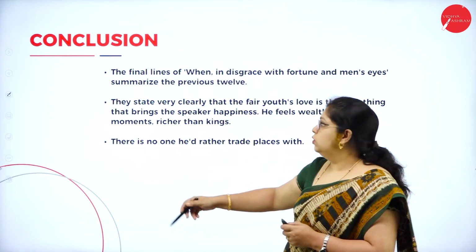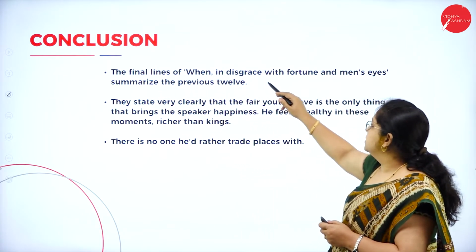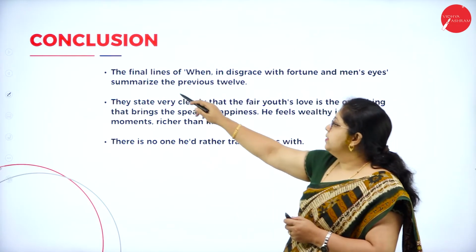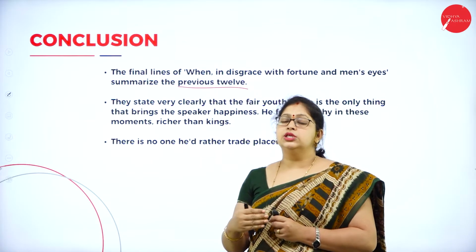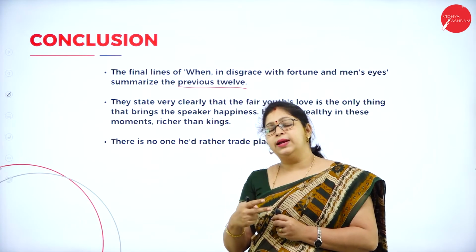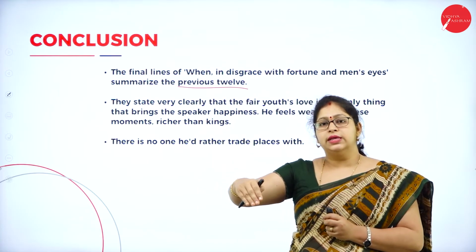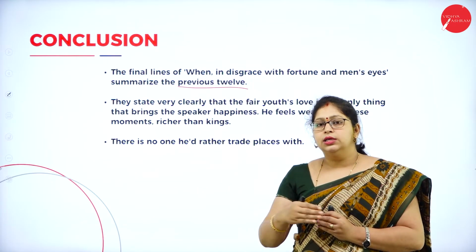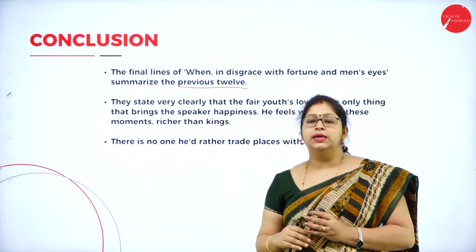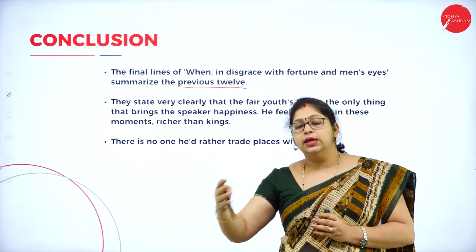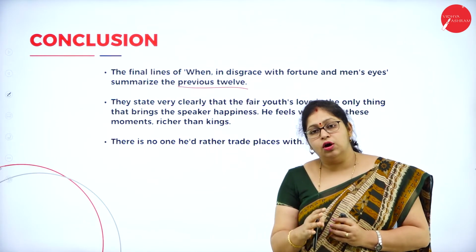Then to conclude, the final lines of When in Disgrace with Fortune and Men's Eyes summarize the previous twelve. As I told you, in Shakespearean sonnets the last two lines, the couplet, conclude whatever is there. So he is comparing, correct? If he gets love, he can give away the place of the king, or he would not think of getting the position of the king.